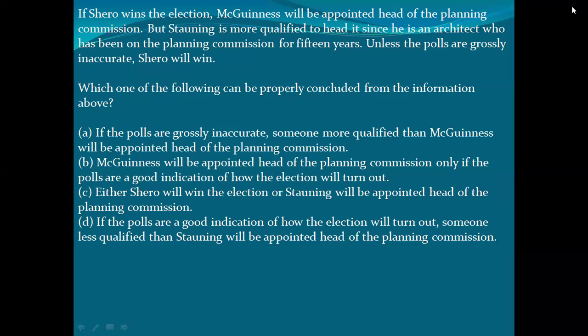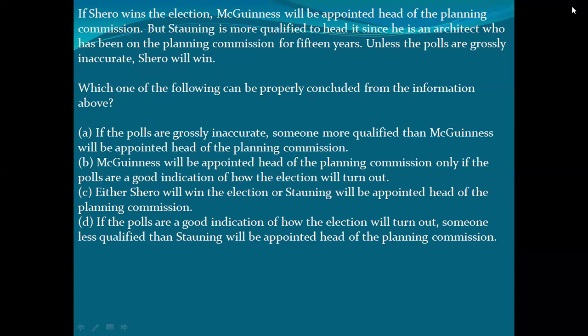Okay, so the point is, if Shero wins the election, McGuinness will be appointed head of the Planning Commission, no doubt about it. If Shero does not win the election, it does not necessarily mean that McGuinness will not be appointed head, right? If somebody else wins the election, that person may or may not favor McGuinness. But I can't say for sure that McGuinness will not be appointed if Shero loses the election.